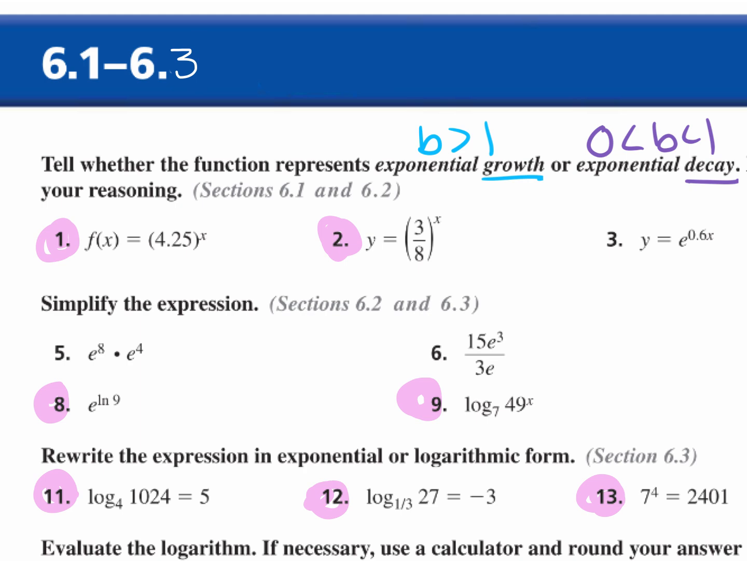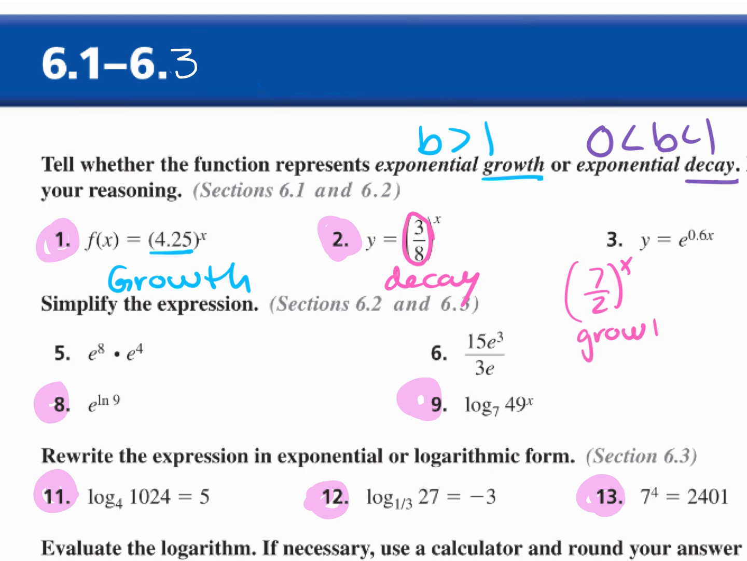All right, so number 1. I'm looking at the 4.25, which is greater than 1. So it would be growth. Perfect. For number 2, looking at the 3/8, that would be decay. Awesome. Be careful because not always are your fractions going to be less than 1. What if I had something like 7/2 to the power of x? Would this be growth or decay? Growth, because 7/2 is greater than 1. So just be careful. So next, we're going to simplify the expression.